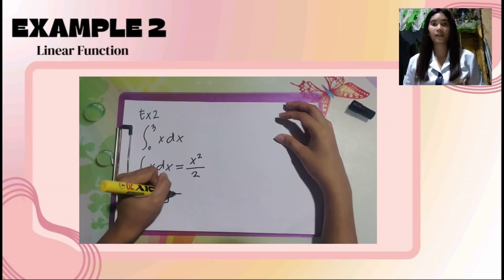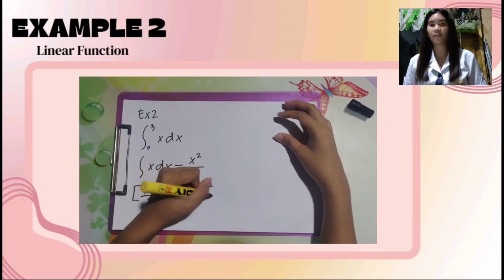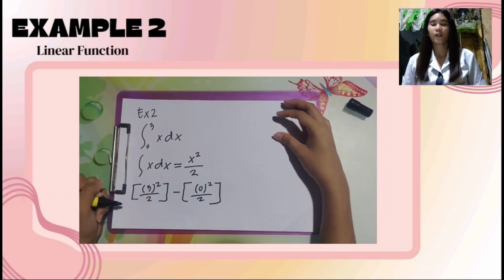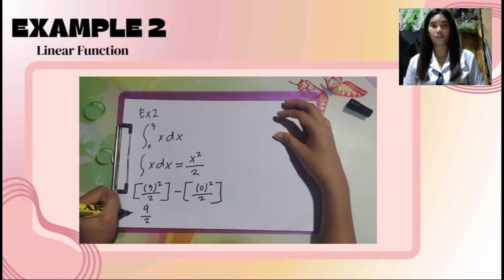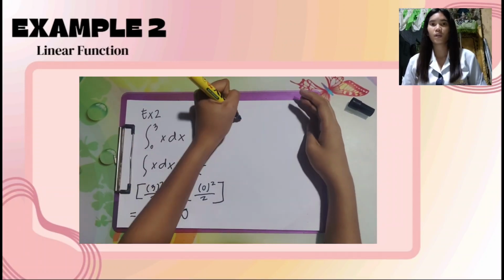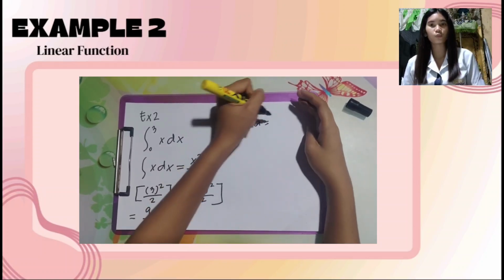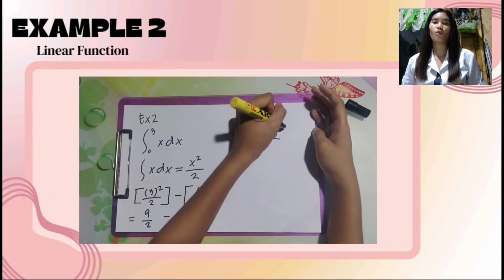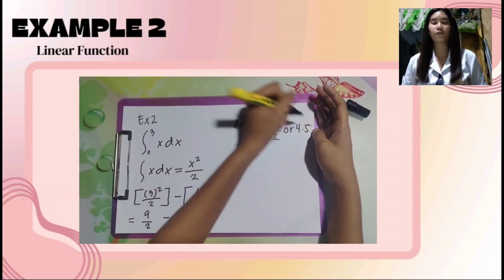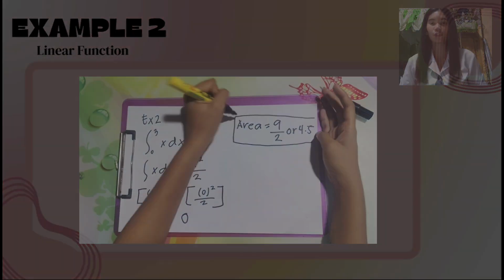Then we plug in the limits, which are 0 and 3. So we have 3 squared over 2 minus 0 squared over 2 is equal to 9 over 2 or 4.5. So our area is 4.5 or 9 over 2.